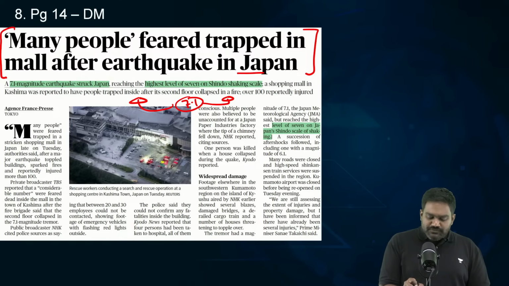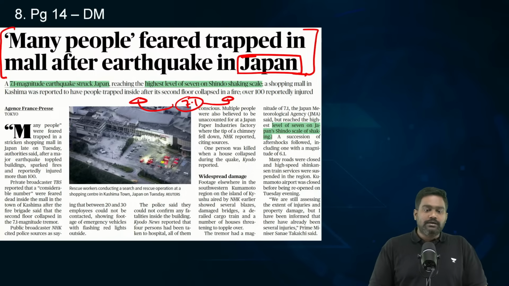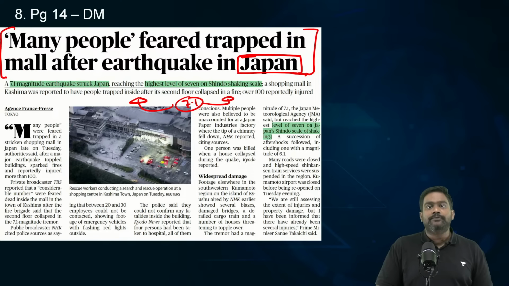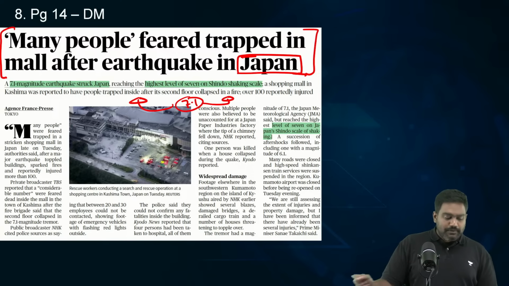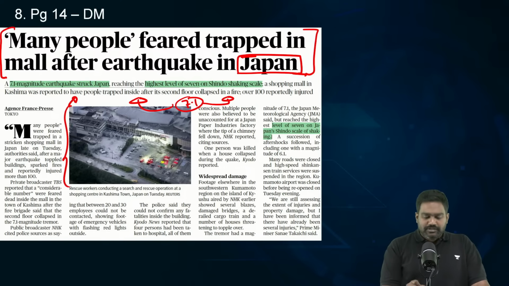See, Japan in general is very well prepared to deal with such disasters. It's one of the most disaster resilient countries in the world, with extensive investments in disaster preparedness and disaster risk management. Despite this, several buildings have caved in, collapsed. In fact, one entire mall has caved in, with hundreds of people trapped and injured inside the mall.